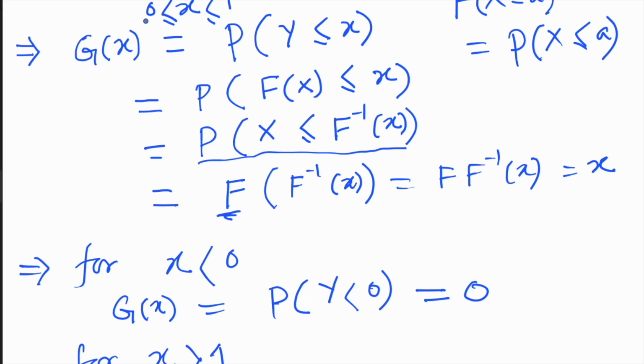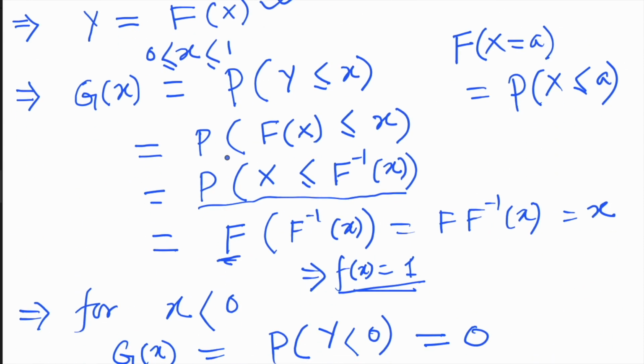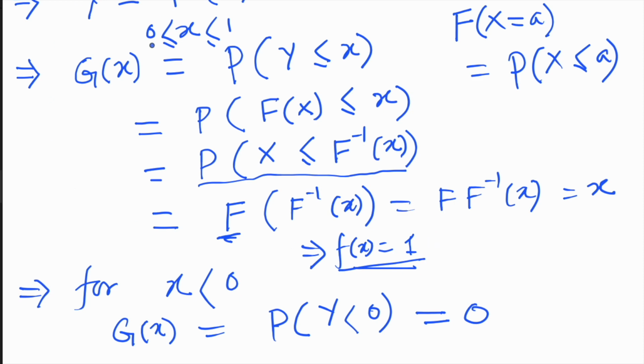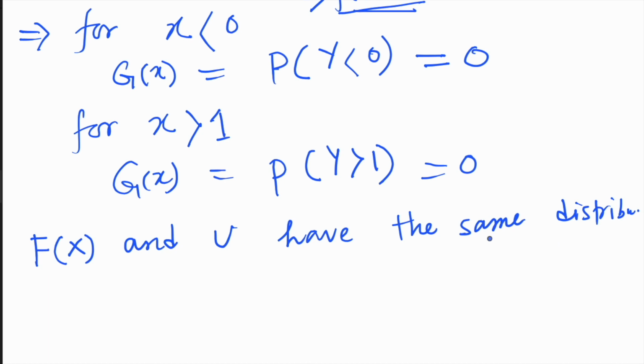So now you get my point. We know this is the cumulative distribution function, so you can easily calculate that the probability density function will be simply 1. For the uniformly distributed random variable also the pdf is 1 and the cumulative function is x. So these two distributions are the same. So that is the first question. Now let's go toward the second question.